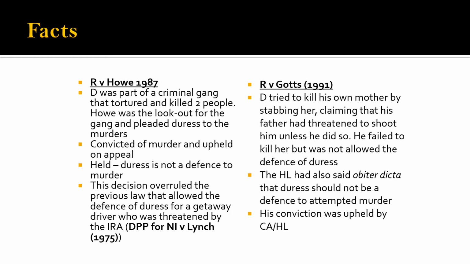Gotts, similarly, was a crime of attempted murder. So this was a young defendant, late teens, who tried to kill his own mother by stabbing her. And when he was arrested, he claimed that his father had threatened him, so he had acted under duress. He too was unsuccessful.